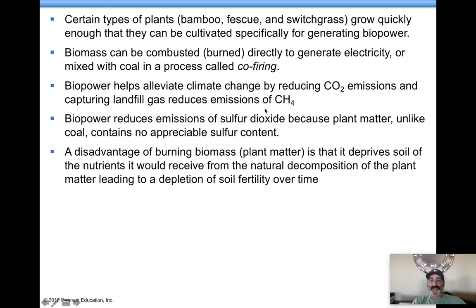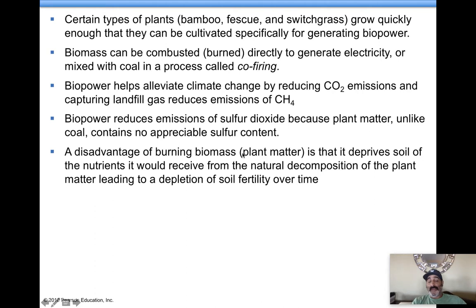What do they do to biomass? You set it on fire. You burn it or you combust it. If you burn biomass with coal at the same time, which is commonly done in certain power plants, that's called co-firing. That's used, once again, to heat water, to turn it into steam, to turn a turbine, to move magnets around a copper wire and generate electricity.